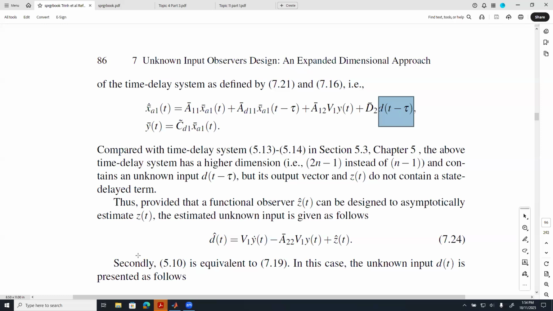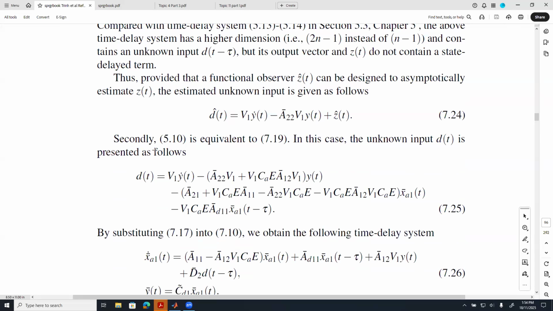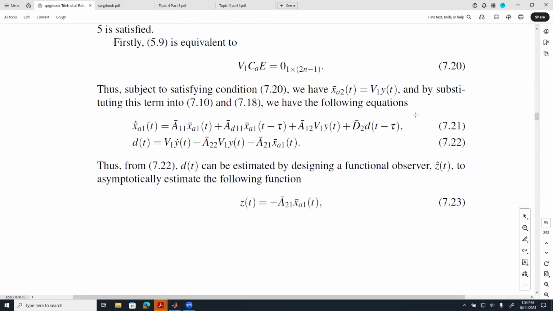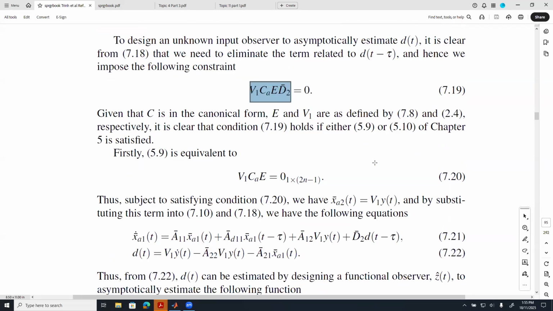So bear that in mind. And then the other requirement, the other condition, is equivalent to this one. So in other words, if we say we need to have this term equal to 0, it doesn't mean that V1 ξ is 0. It's basically the left null space of D bar 2.